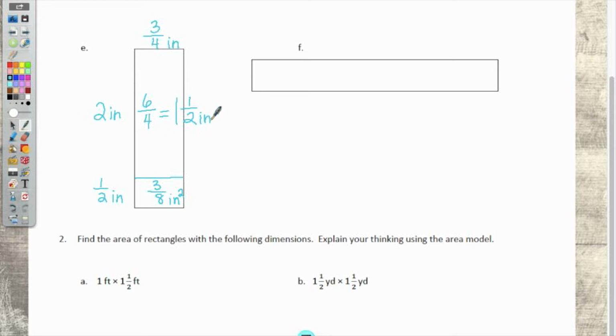So what am I adding? 1 1/2 plus 3/8. I'm going to do equals, equals, equals. This is how we solve it? Yep.